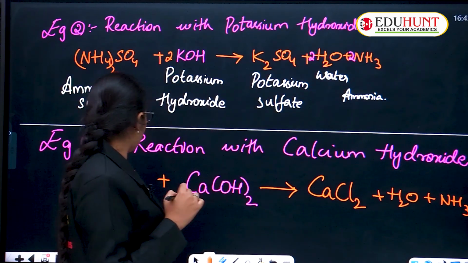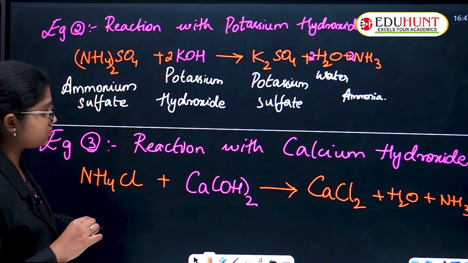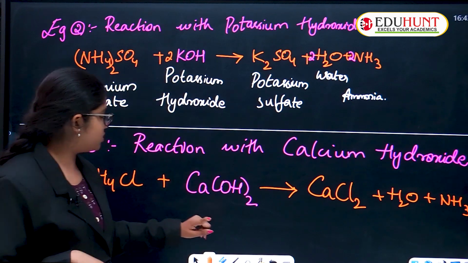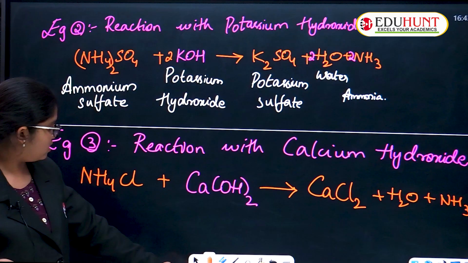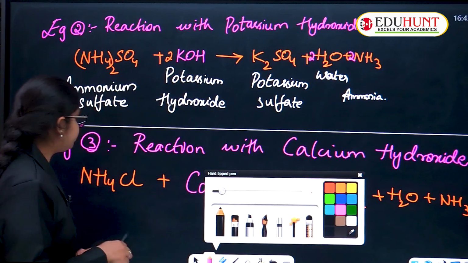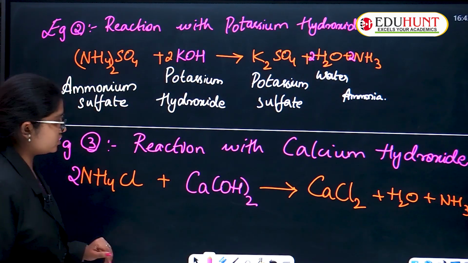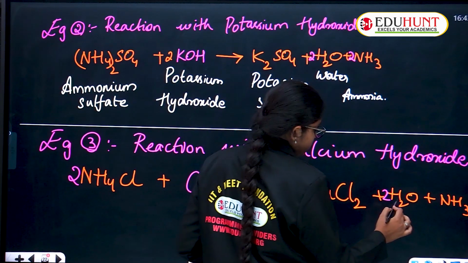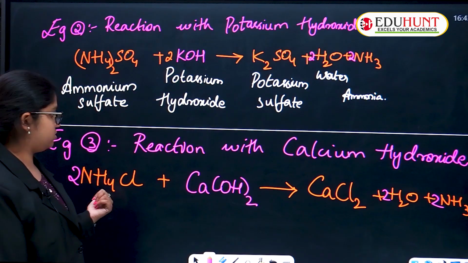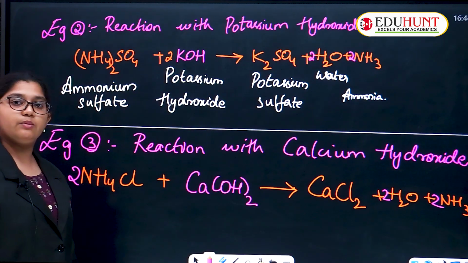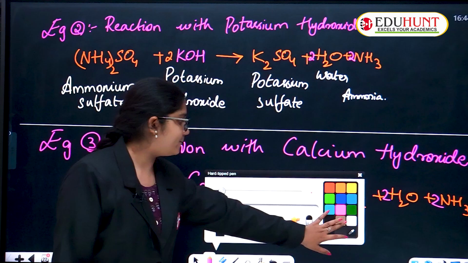So after balancing, what do we get? Here H4 is there, H3 is there, calcium is 1, okay, satisfied. OH is twice. Here I'll write it: 2NH4Cl giving rise to 2H2O and 2 ammonia. 2N satisfied, no? H. So this is all about the equation.